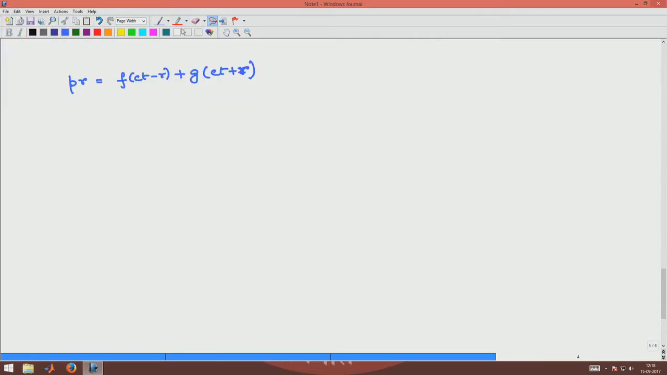So, all that we have to do is to divide the r over here on the left hand side. Instead of multiplying by r, we divide the right hand side with r. So, this is the solution for the spherical wave equation.